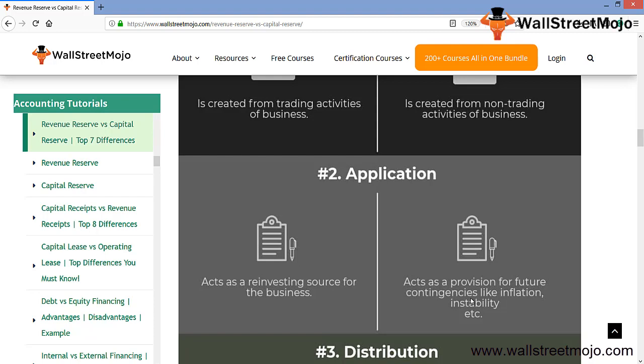In every country there is a problem of inflation, or sometimes they go into depression or an instability mode of business. In that scenario, it is very necessary to utilize some level of profits, like from the sale of land or fixed assets. The amount transferred to the capital reserve is utilized for such unforeseen situations. So this is the application part, where exactly the funds are used in case of revenue reserve and capital reserve.